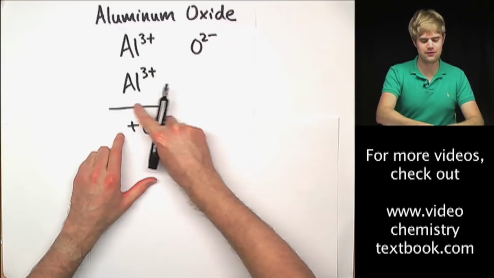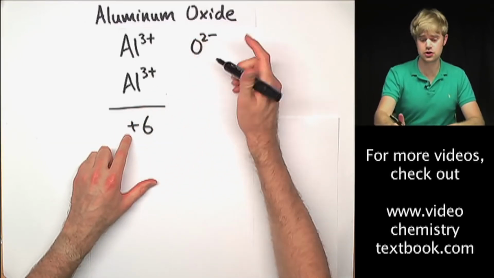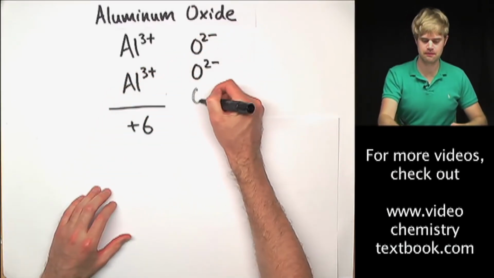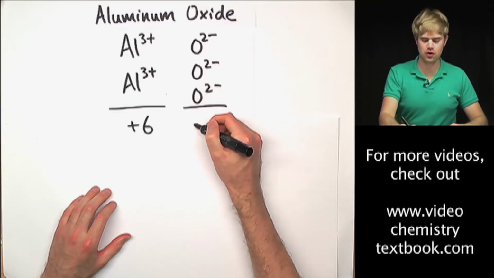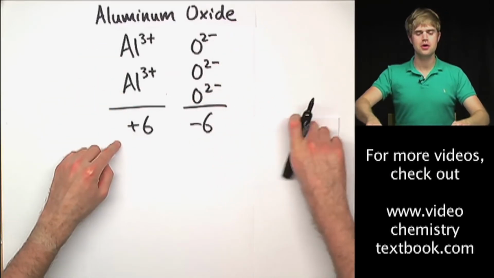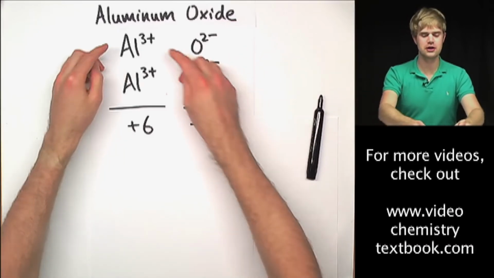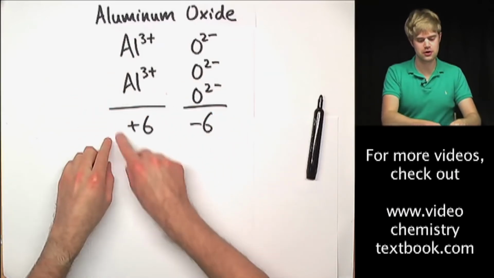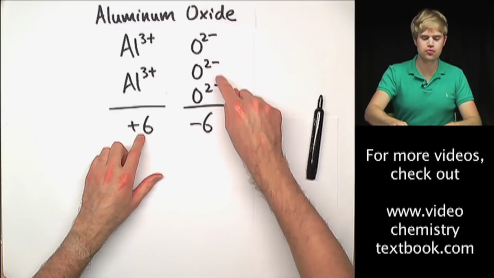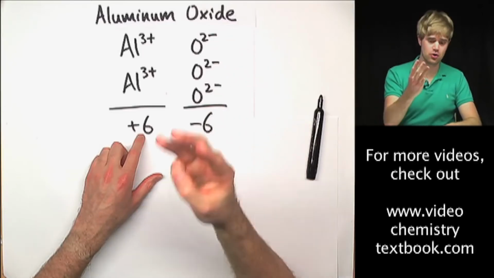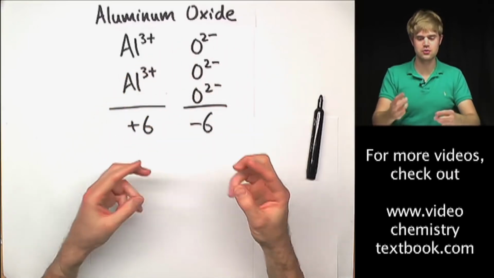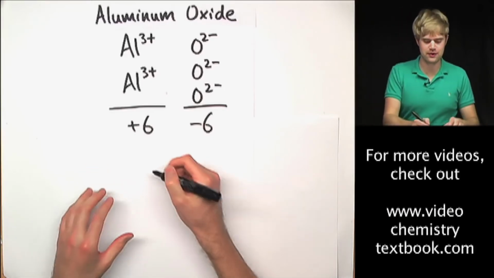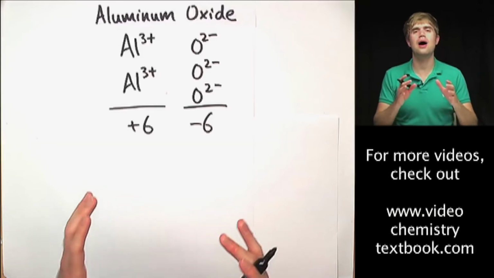Now I can balance out the 6+ by adding more of the oxygen. I add one more oxygen, I have a total of 4-. And I add one more, I have a total of 6-. So this is how we balance out the charges in aluminum oxide, with 2 aluminum ions with 3+ each, total of 6+, and 3 oxygen ions with 2- each, which gives us -6.